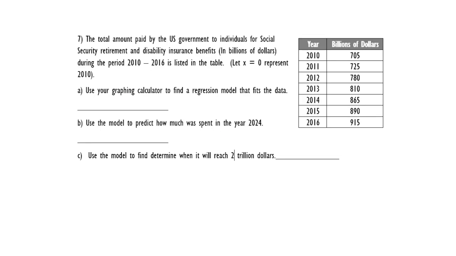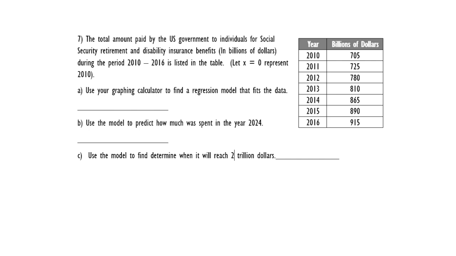All right, here is our last problem. And again, we're doing this together. The data is all the same, but I changed the questions, so my answers will be different than your answers. So you got to do the work, got to go through with me. All right, so this is the total amount paid by the U.S. government to individuals for Social Security retirement and disability insurance benefits. Again, billions of dollars. This is during the period from 2010 to 2016.